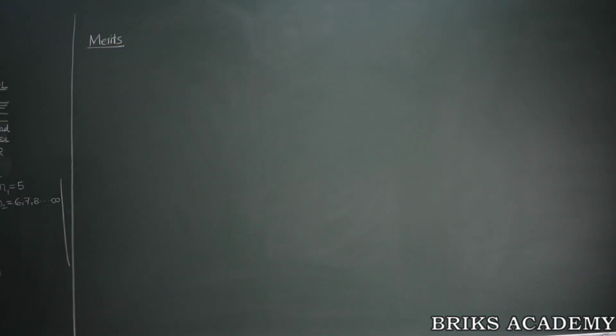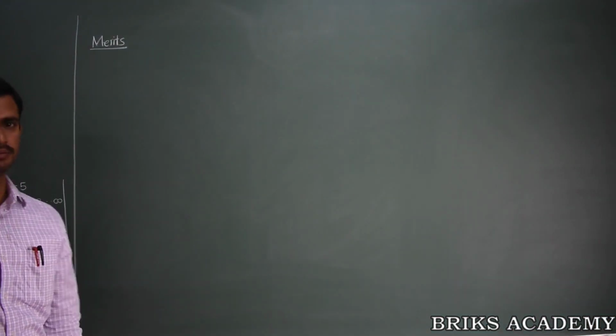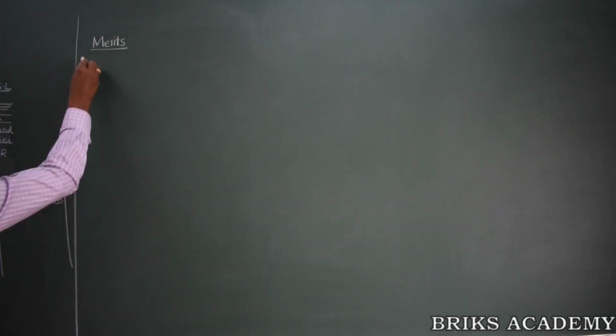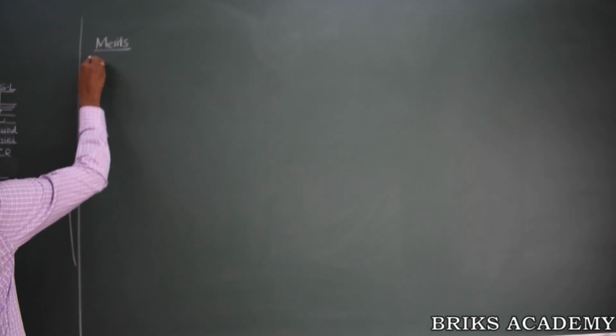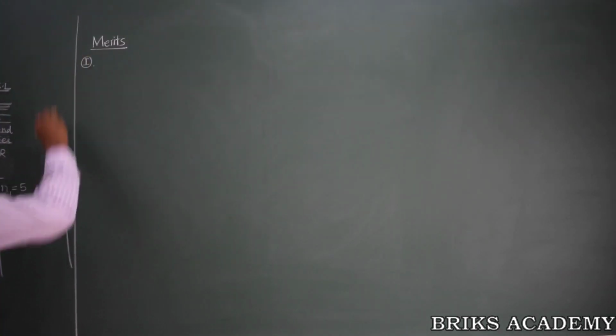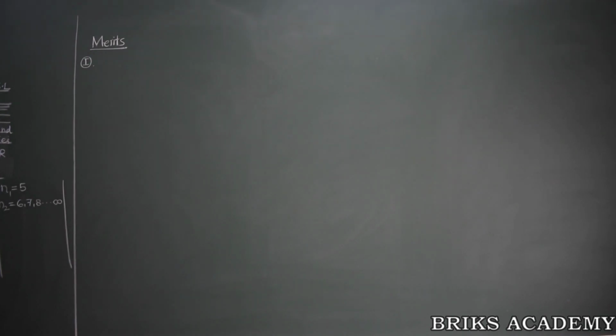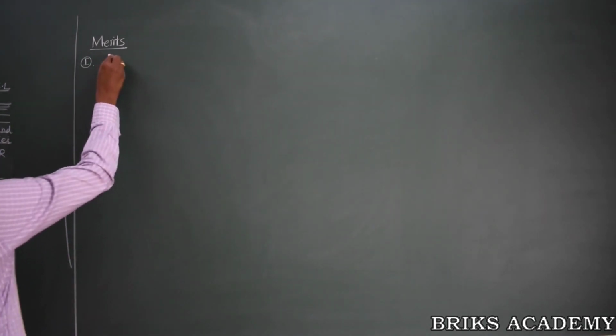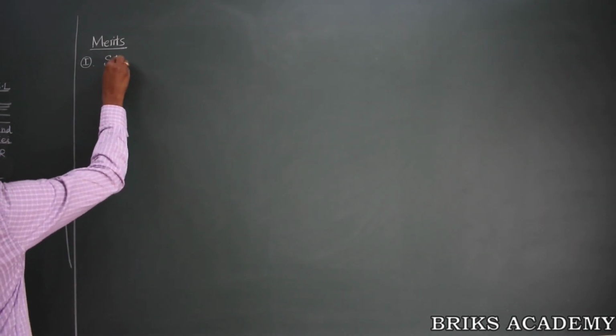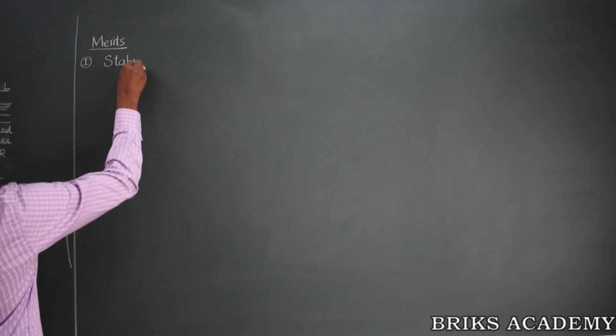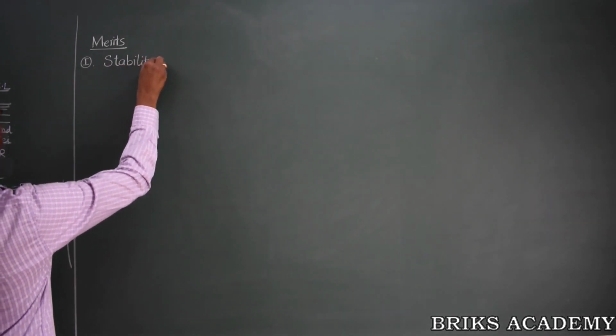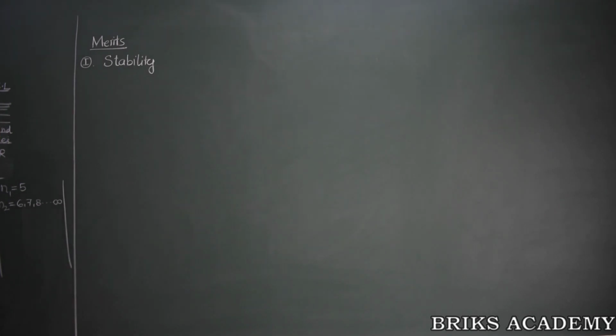Merits of the Bohr's theory of hydrogen atom. Of course, Bohr's theory of hydrogen atom is the very first successful atom model. Based on Bohr's theory, we could explain the stability of the atom. That was the biggest problem in the case of Rutherford's atom model. Bohr's theory gave stability to the atom.